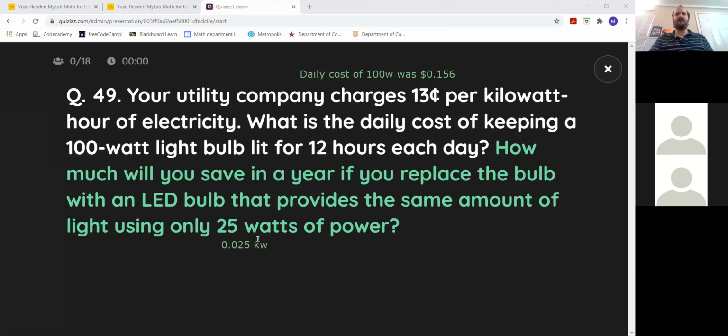So we want to find the cost of this bulb now. We do kilowatts by hours by the cost to find the cost. That's the way we did the last one. Now the only thing that's changing is this power. We're still having it on 12 hours a day. They're still going to charge us the same amount.